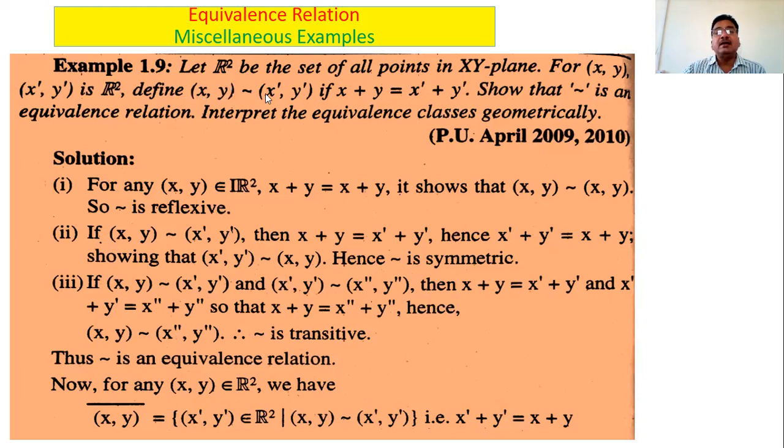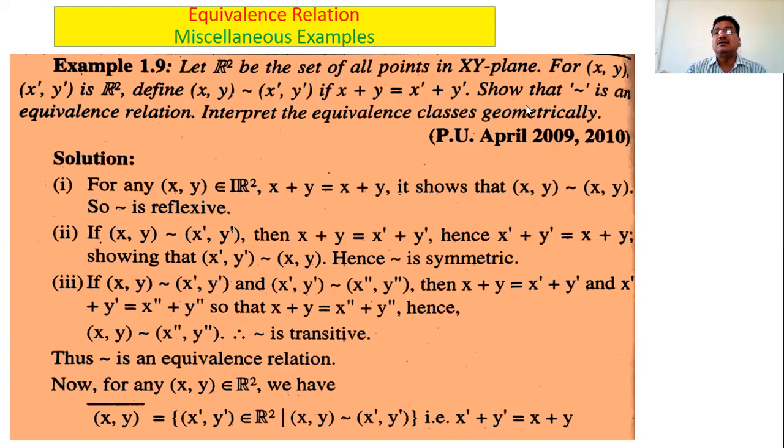Now suppose we take x and y as (2, 2), and another element (1, 3). Are these two elements related under this relation? Yes, because for (2, 2), the addition 2 plus 2 is 4, that is x plus y is 4, and for (1, 3), if we take x' y' as (1, 3), then 1 plus 3 is 4. And so (2, 2) is related to (1, 3).